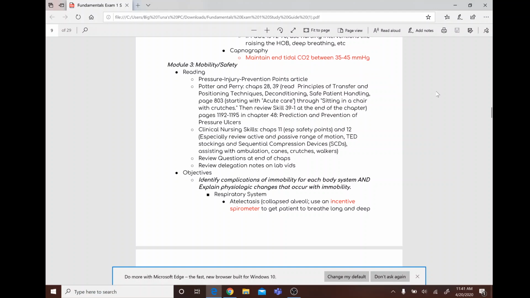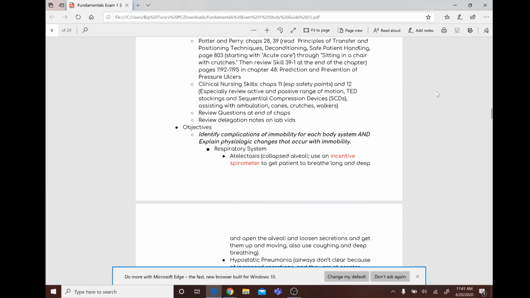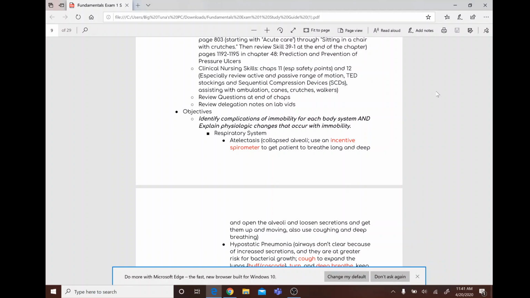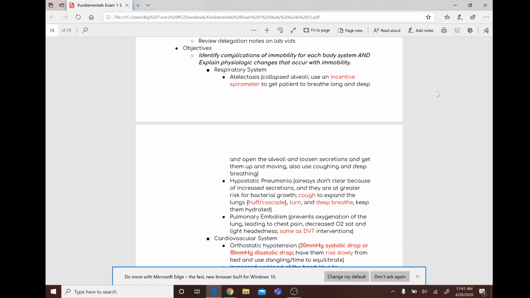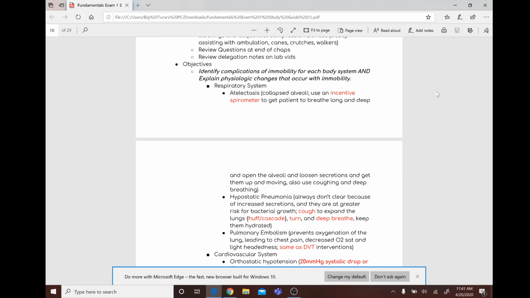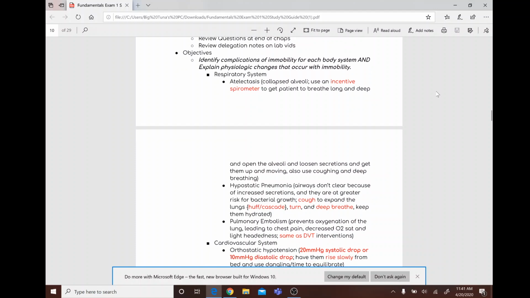Alright, mobility and safety. Alright, what are some of the complications of the respiratory system? Atelectasis, hypostatic pneumonia, and pulmonary embolism. How are you going to deal with atelectasis? Incentive spirometer, cough and deep breathing, ambulating.